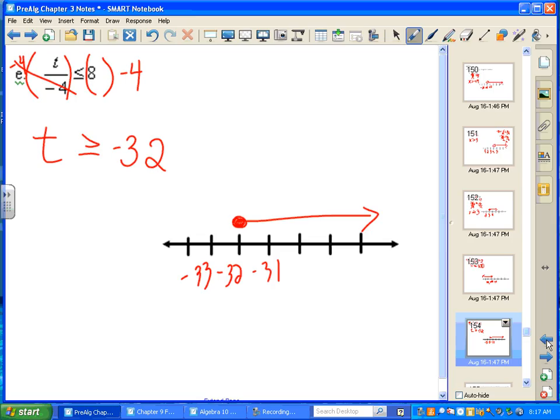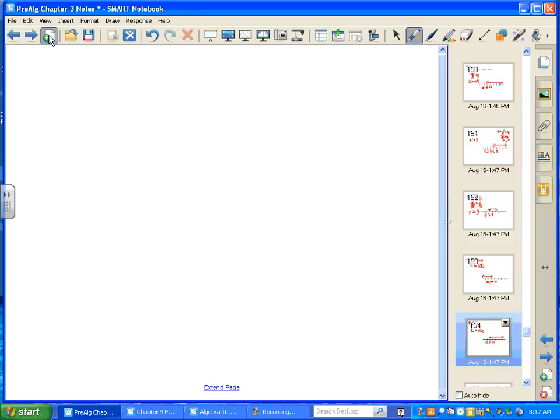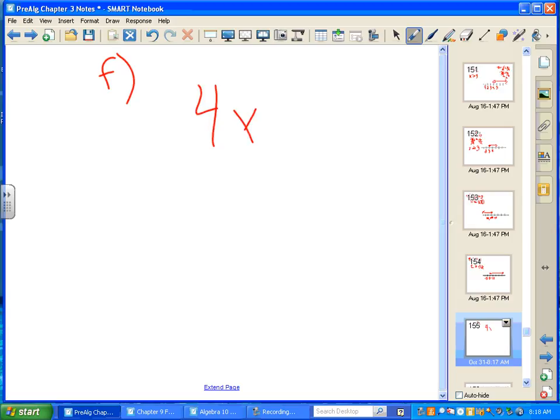Okay, let me have you add in letter F. So add this problem in. For some reason, sometimes students get confused with this. So if we have 4x greater than or equal to negative 16, go ahead and solve that. You don't need to graph it, just solve it. 4x greater than or equal to negative 16.